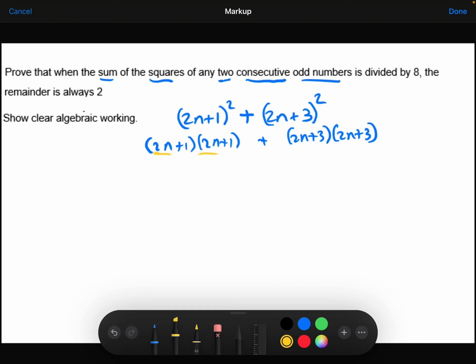2n times 2n is 4n squared. 2n times 1 is 2n. 1 times 2n is 2n. 1 times 1 is 1. 2n times 2n is 4n squared. 2n times 3 is 6n. 3 times 2n is 6n. 3 times 3 is 9.